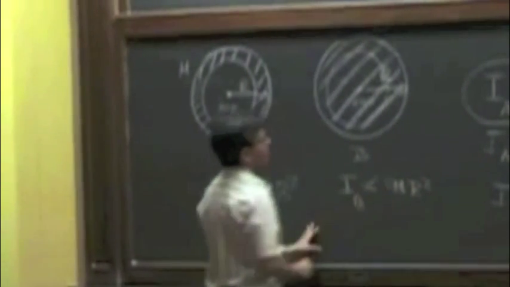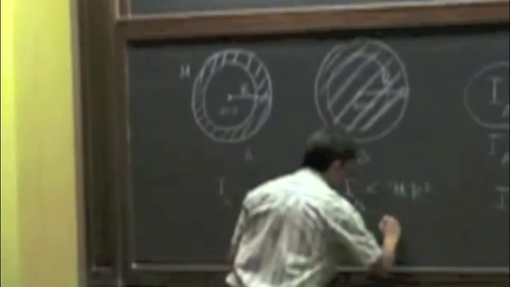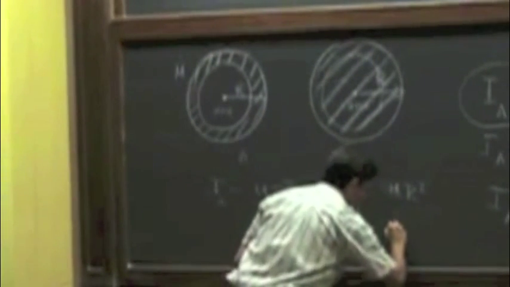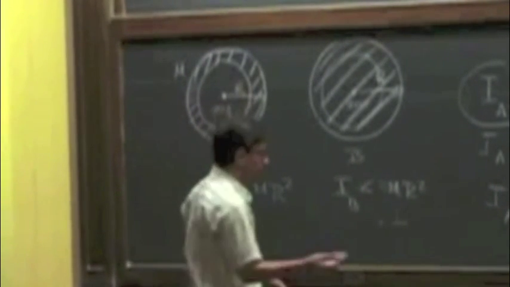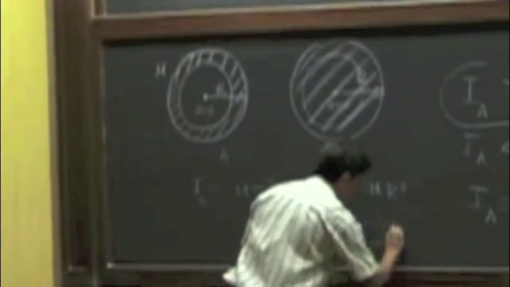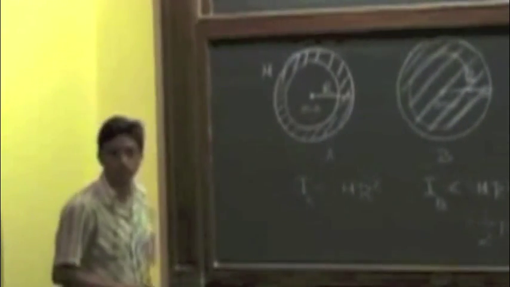MR squared. And in fact, if you do this calculation, you would have to do an integration. I'm not going to ask you to do that. You can look at the result or the table with different moments of inertia for different objects. You can look it up in your book. This is going to be 1/2 of MR squared. Okay? So definitely less than MR squared.